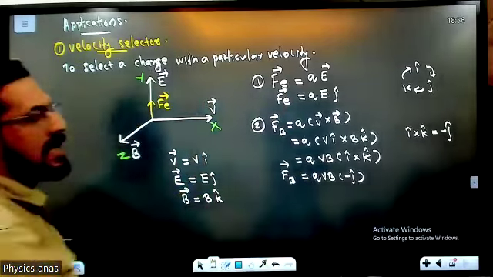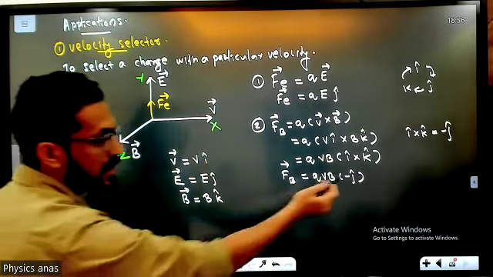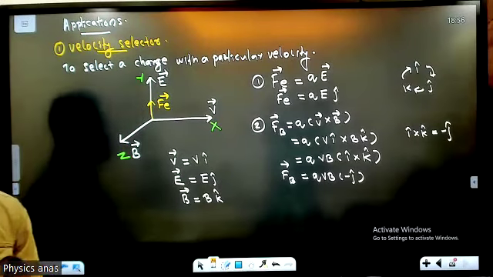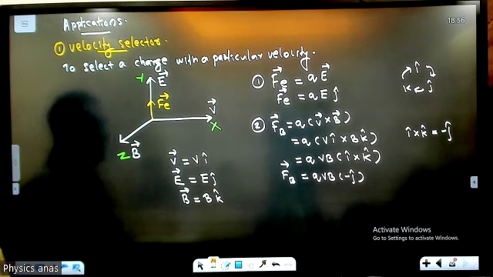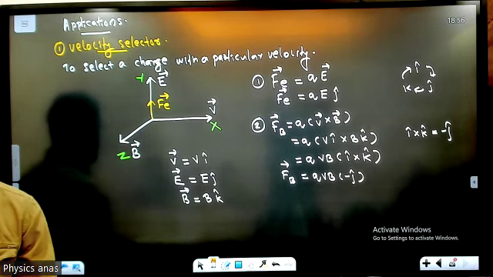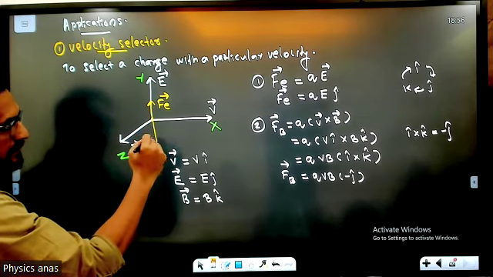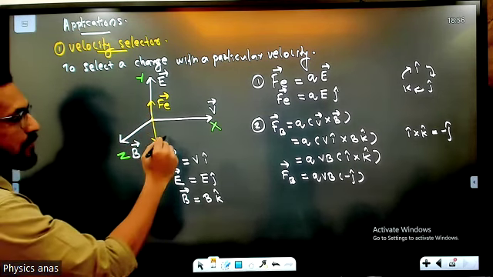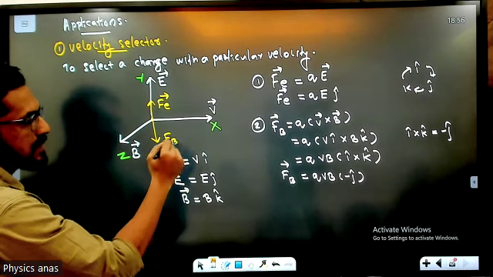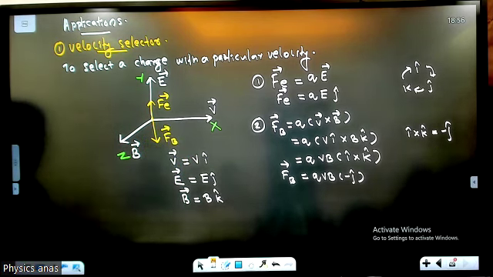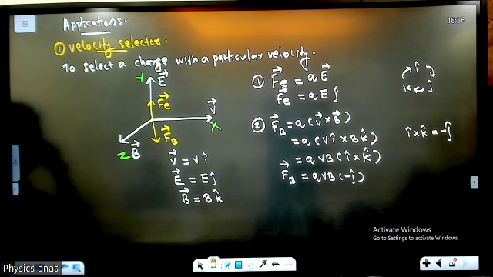Look at Fe and Fb. Fb is acting along minus J cap. What is that direction? Downwards. Minus J cap is the opposite direction of the positive y-axis, so it is the negative y-axis. Fb is acting along the negative y-axis now. They are equal and opposite.